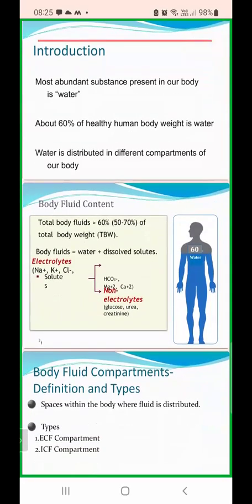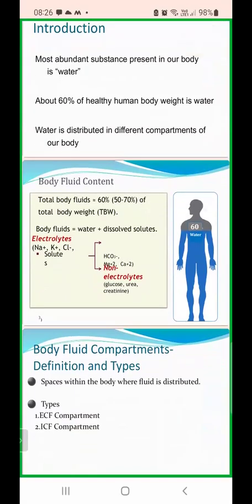First we talk about total body fluid, the body fluid content. Total body fluid is 60%. It may vary between 50 to 70% of the total body weight. Body fluids include the water and the dissolved solutes. Whatever solutes are dissolved in water, plus the water, this total makes the body fluid. These dissolved solutes could be either electrolytes or non-electrolytes. Electrolytes are mainly the cations and anions: sodium, potassium, chloride, bicarbonate, magnesium, calcium. The non-electrolytes include, most predominantly, glucose, urea, and creatinine.